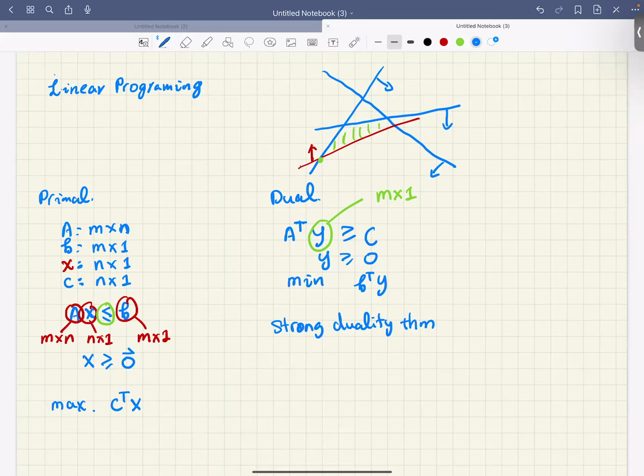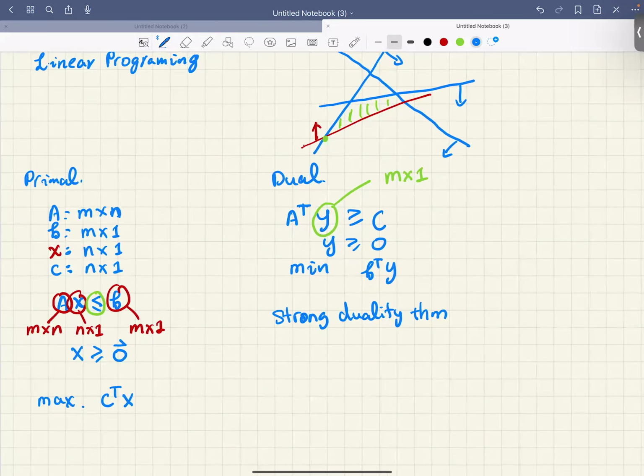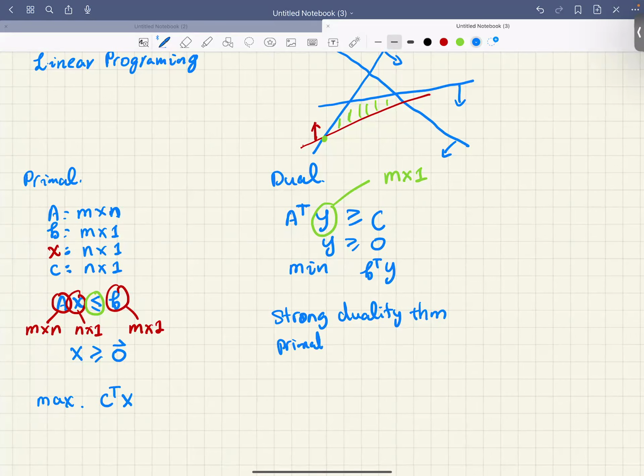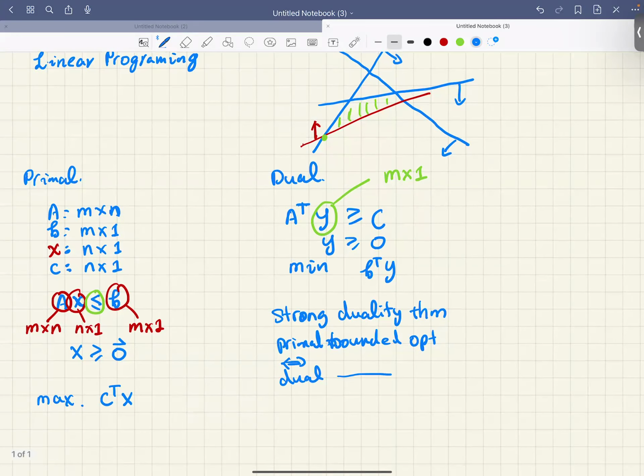Okay. All right. So let's write it down. Okay. So primal bounded optimal, in terms of optimal value, right? So once again, the optimal value says, what is the optimal value of this objective function, right? Okay, so this is bounded if and only if the dual has the same optimal. So this is the strong duality theorem.